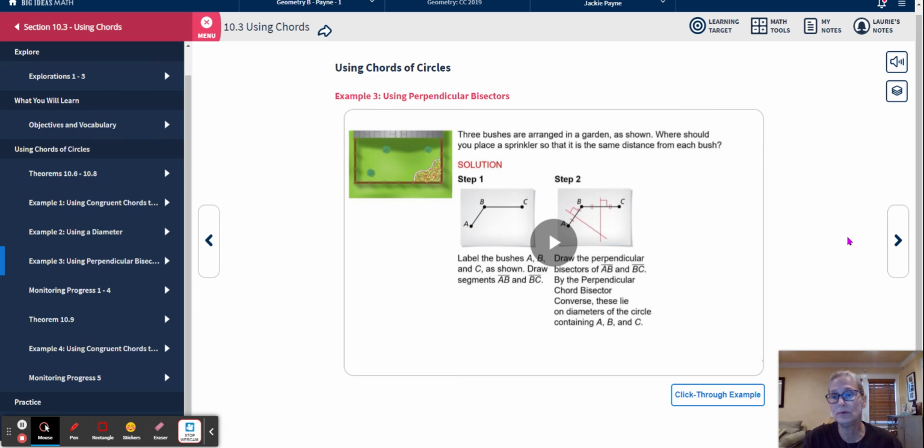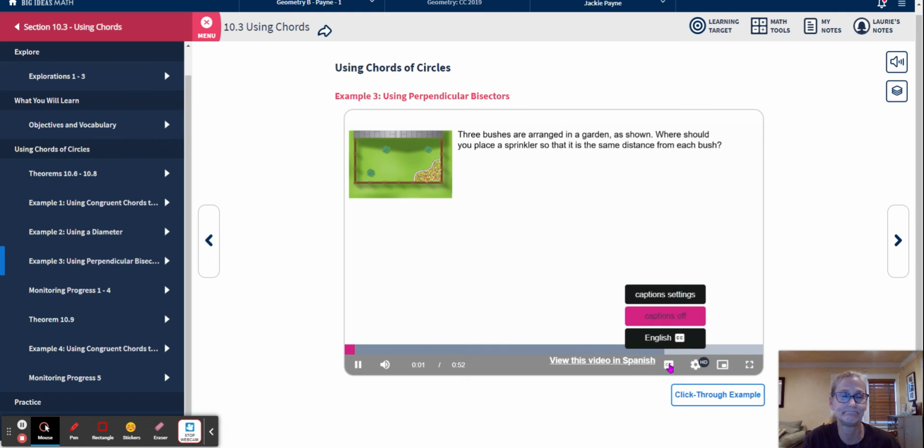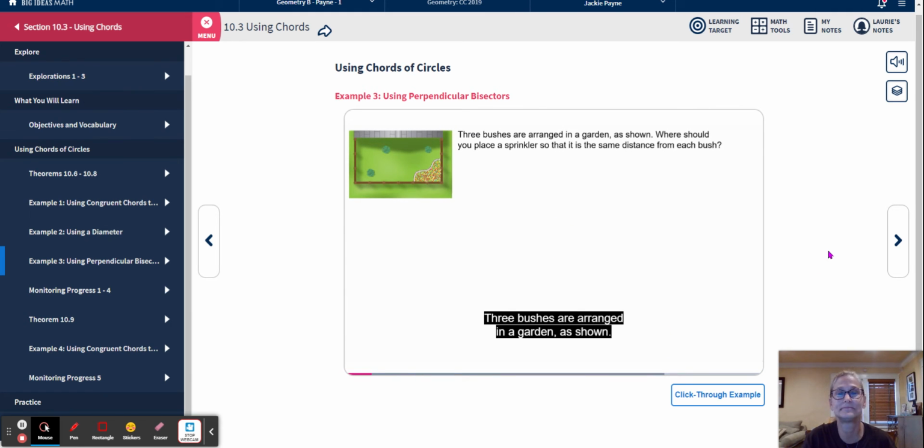So a third example, since we had 3 theorems, is perpendicular bisectors. 3 bushes are arranged in a garden as shown. Where should you place a sprinkler so that it is the same distance from each bush?